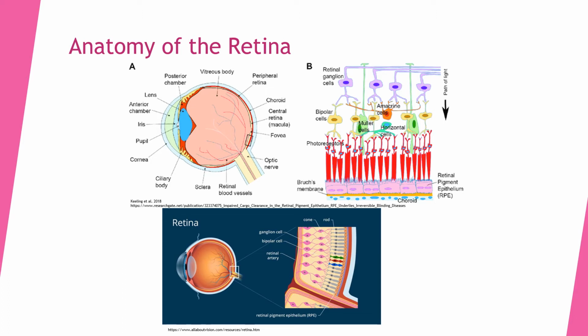Vessels of the retina, both the veins and the arteries, branch out from the optic disc and can be seen with the fundoscopy exam. There are a lot of different layers within the retina itself. The retinal nerve fiber layer contains the unmyelinated axons of the retinal ganglion cells.